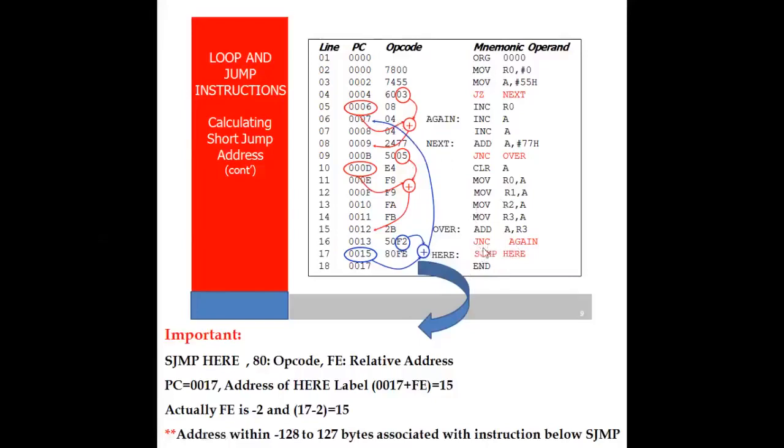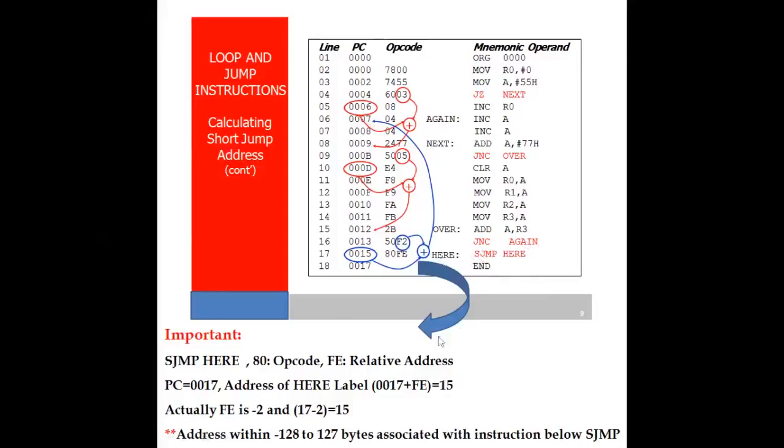So JNC again means it will jump to this particular location which is specified inside the program counter, right? 0007. It is the RAM memory location 0007, where my controller will be transferred. Now this is the SJMP here. Here is the level, then SJMP here.